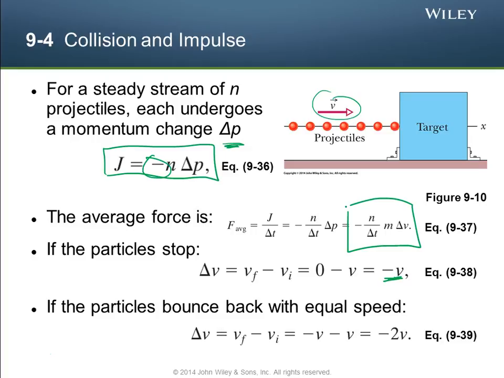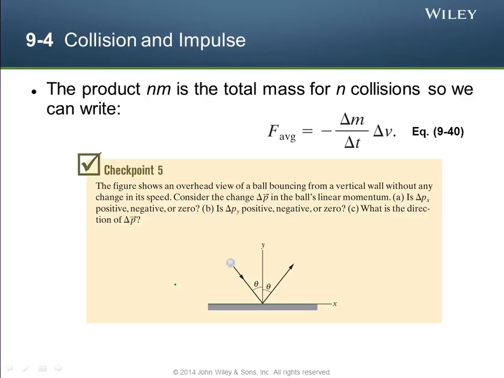Now, if it bounces back at the same speed, then we have to have negative 2v. So think about it: coming in at 5 and bouncing back at 5, its change is actually negative 10. The product of this n number of particles times the mass of one particle is going to give us the total mass of all of those collisions. And so we can write the average force as this change in mass, which could be this total mass here, divided by the time interval, times the change in velocity. I want you to take a look at this checkpoint 5, pause the video, and try to answer these questions.